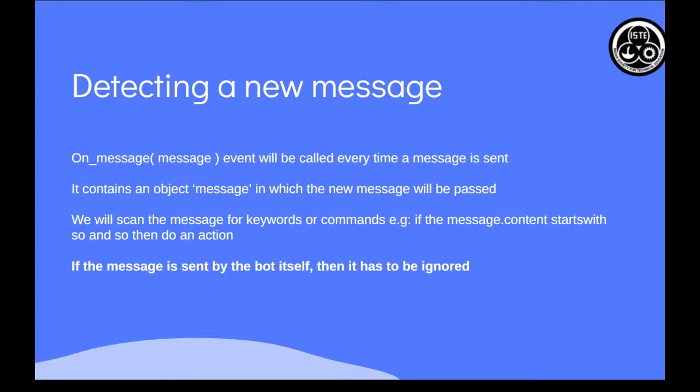So for detecting a new message, there's a function called on_message, and it will be called every time a message is sent. It will contain an object called message. This message will contain all the data of the message that was sent in the server. So the major rule that we have to follow is, if the message is sent by the bot itself, then it has to be ignored. This is so that we do not end up in a potentially infinite loop and crash our bot.